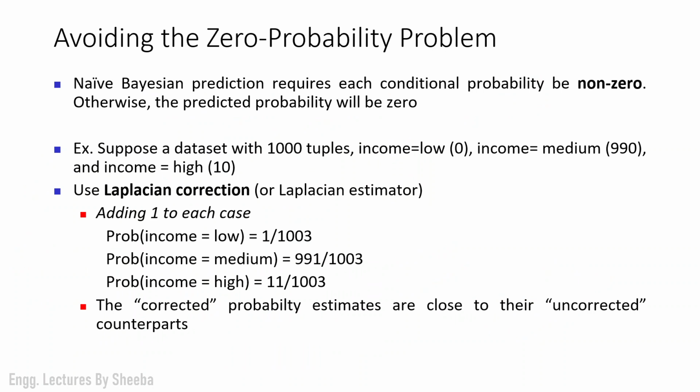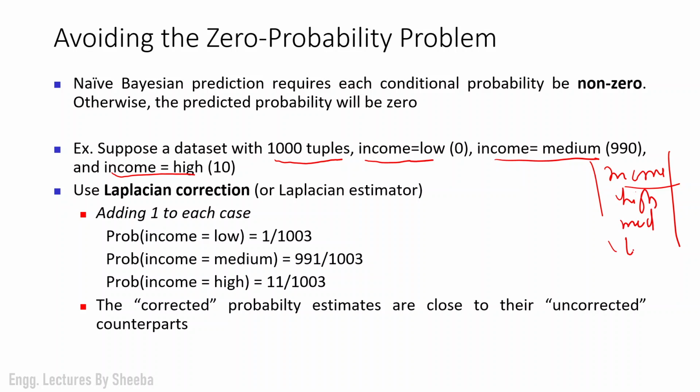How will you be doing this Laplacian correction? When you're applying Naive Bayes classification, every probability should be a non-zero value, because if there is a 0 value, when you are multiplying, the complete answer becomes 0, which is not correct. So suppose, for example, you have 1000 tuples, and you have an attribute income with income equal to low, income equal to medium, and income equal to high. So under the income column, suppose you have high, medium, and low.